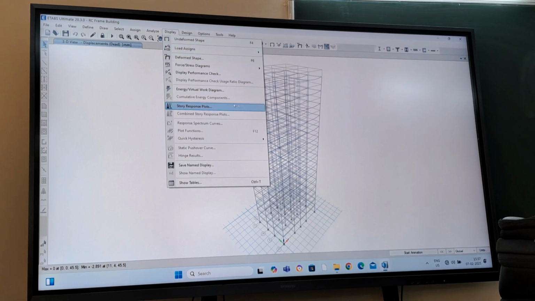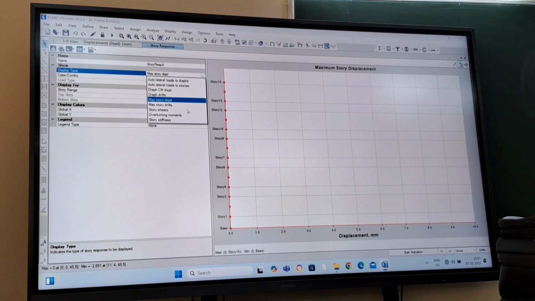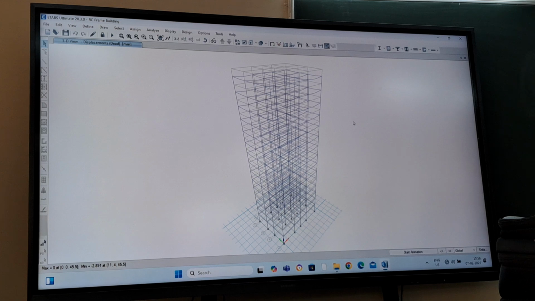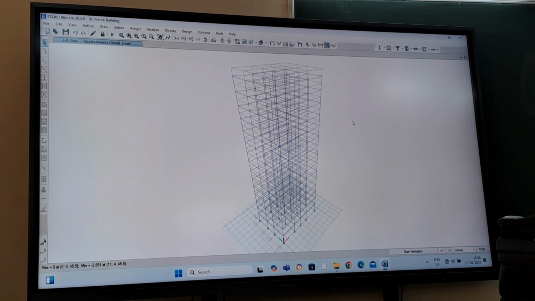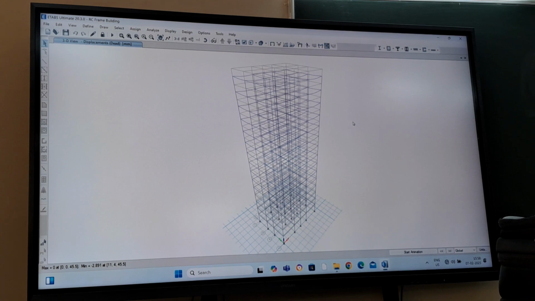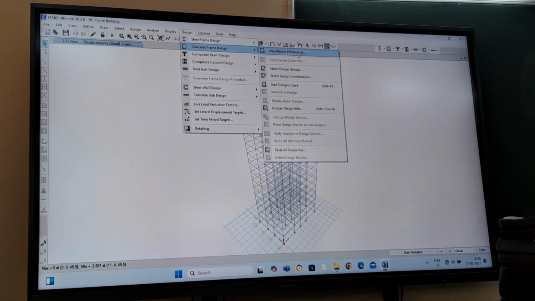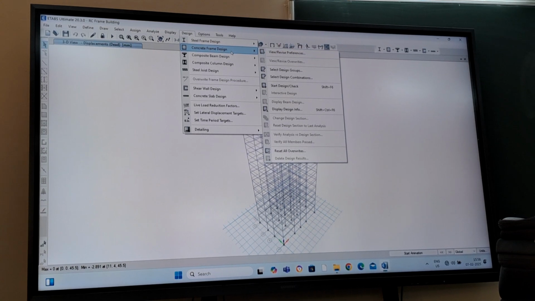What else can we check? So these are the preliminary checks before going for the design. When you satisfy all these, whatever you have done, then you can go for the design. Before designing, you have to check this. See, we are going for concrete frame design.